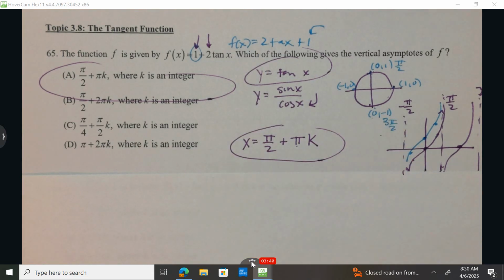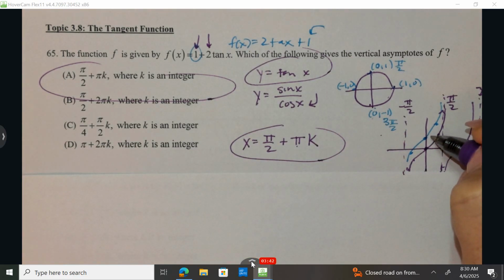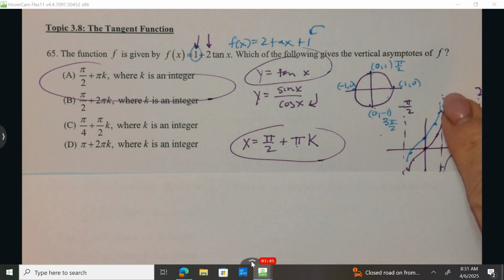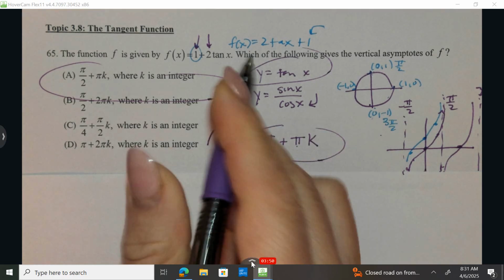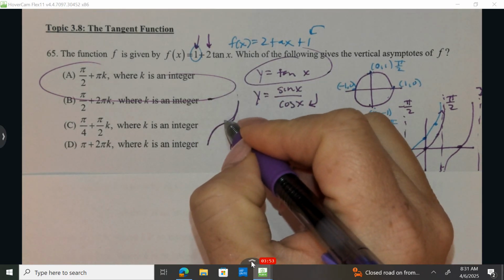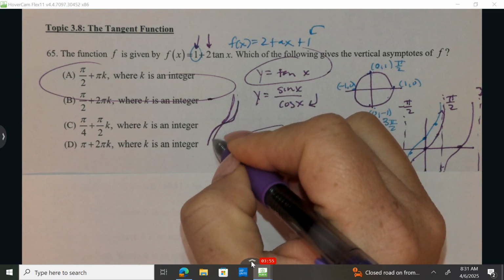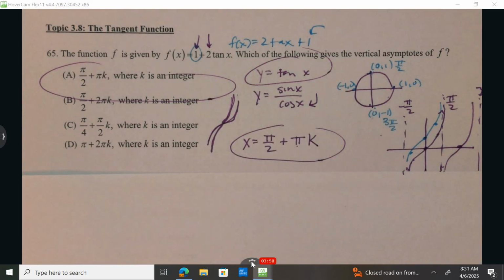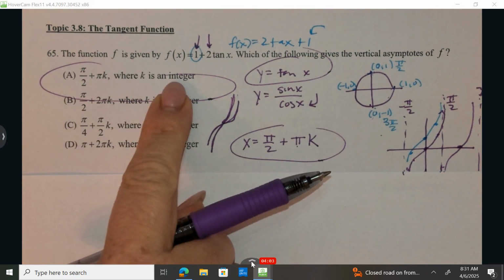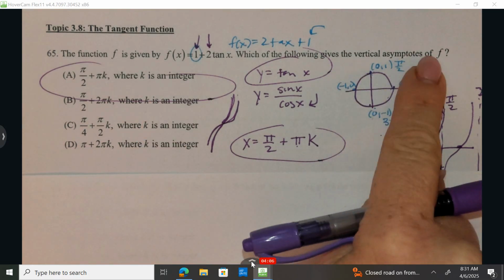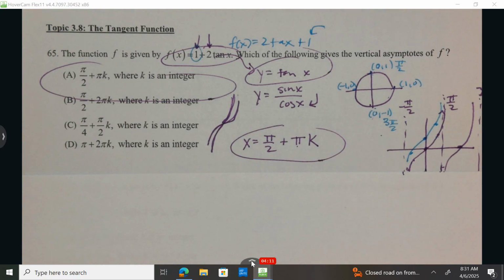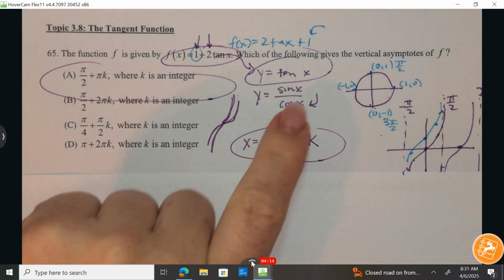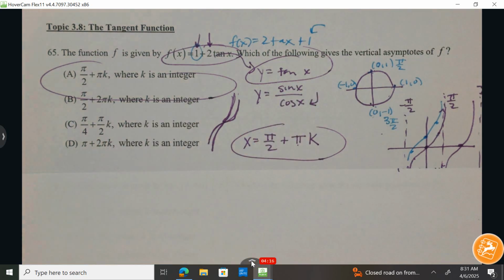Now this 2 says that all these points are going to be stretched by a factor of 2. So it just means that this basic shape that we see, that is going to lie in between these vertical asymptotes, is just going to be stretched at a faster rate. So it's going to rise up and fall at a faster rate. That's it. It doesn't change the asymptotes at all. It's just there as a distractor. This is our correct way for us to distinguish where we can find vertical asymptotes for this function. In fact, for all tangent functions where we have 1x behind the tangent.